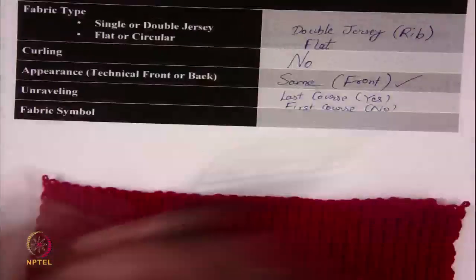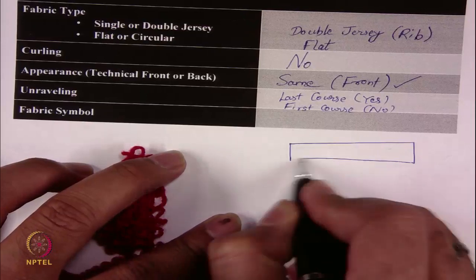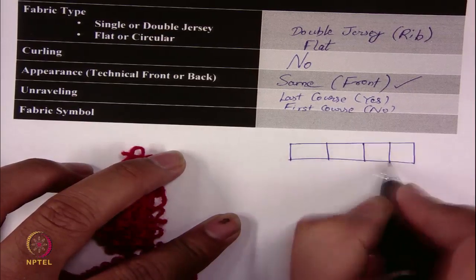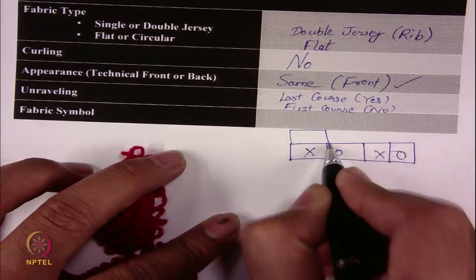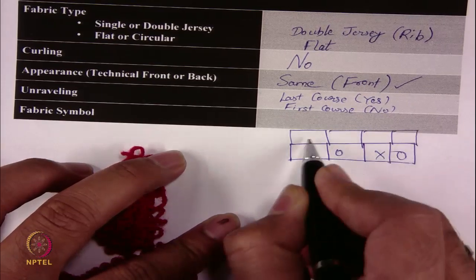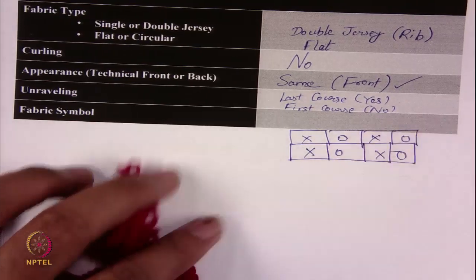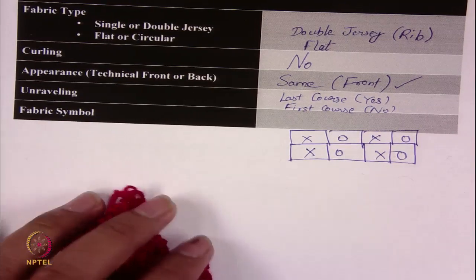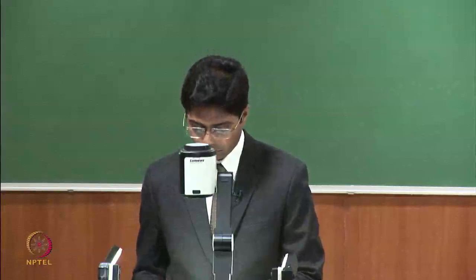Fabric symbol: the symbol of this fabric, again, you can make boxes, cross, 0, and the same course is repeating. So, this is the fabric symbol. This is how the basic information of this fabric is given.